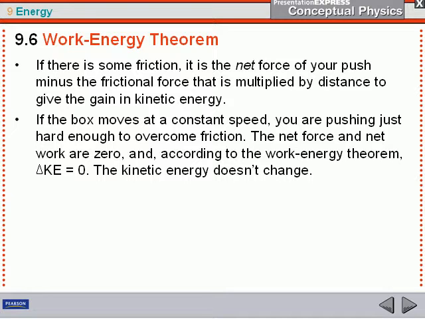So when we're talking about friction here, we have to worry about the net force of the push, which is going to be your push minus the frictional force, and apply that along the distance to give the gain in kinetic energy. So it's not just your push, you also have to take into account the friction working against you. Therefore, we're going to use the net force on the box. And if the box is moving at a constant speed, then you're not going to have a net force on the box. The force you're pushing and friction are going to balance out and equal 0. So there's going to be no change in the velocity, therefore no change in kinetic energy, and therefore you're not doing any work on the box.